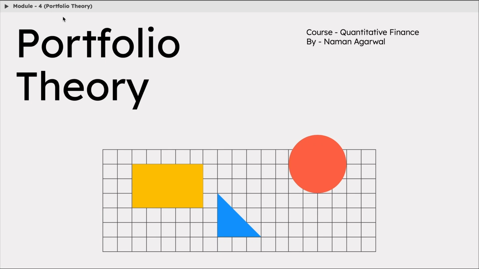Hi everyone, welcome back. So today we'll be starting with portfolio theory. Just to recap, what we have covered till now is we have learned about financial instruments. We have learned about TVM and we have learned about the risk and return characteristics, right? And how do we calculate these values? So now we'll be starting with portfolio theory. That is the next part in this whole course.